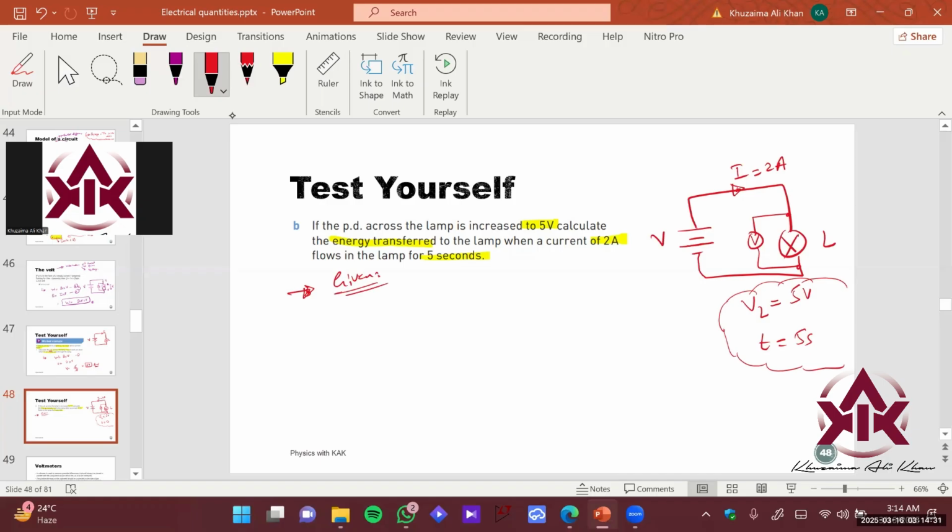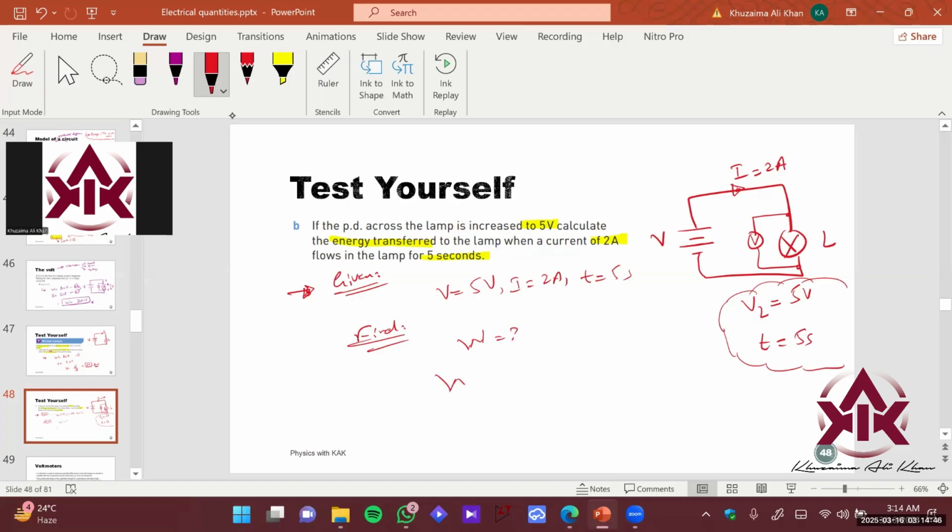You are given the voltage here, 5 volts. You're given the current here, that is 2 amps. Given the time here, that is 5 seconds. Want to find out what? Want to find out the energy transfer, that is the work done over here.